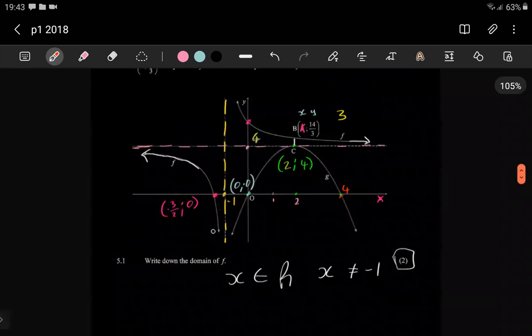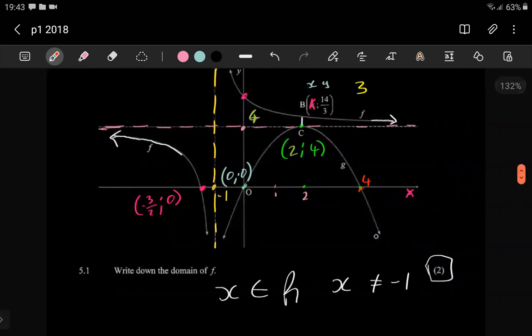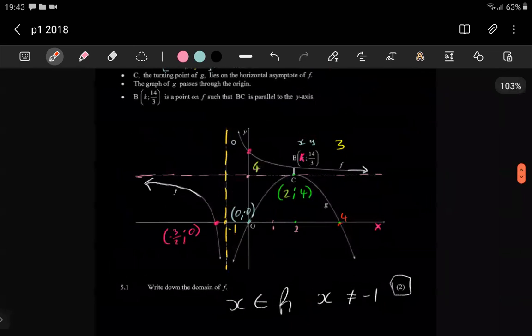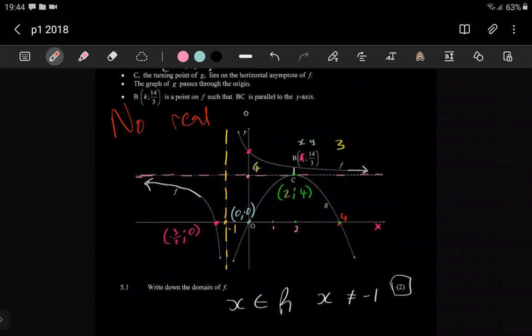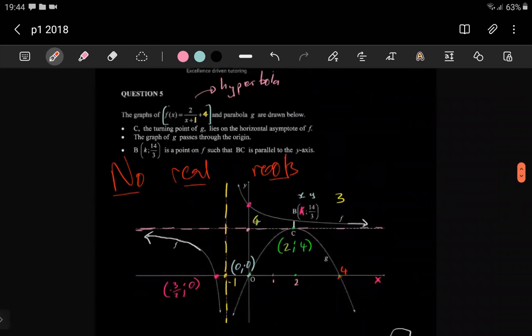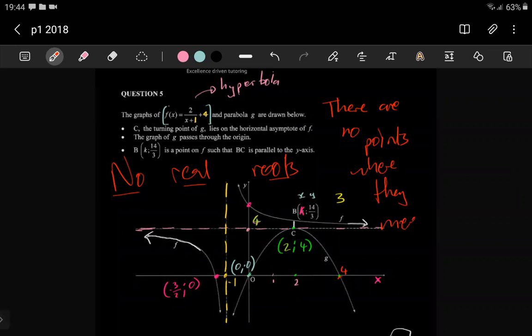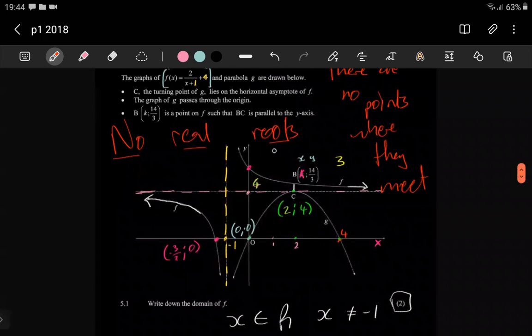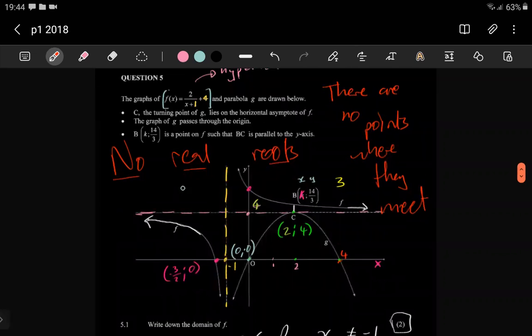So if you're looking at the original sketches here, there are no real roots, because G is not touching F anyway. F is not touching G anyway. This original picture has no real roots. The reason why there are no real roots is because there are no points where they meet. That's for the original images. They have no real roots because real roots just refer to points where they meet.